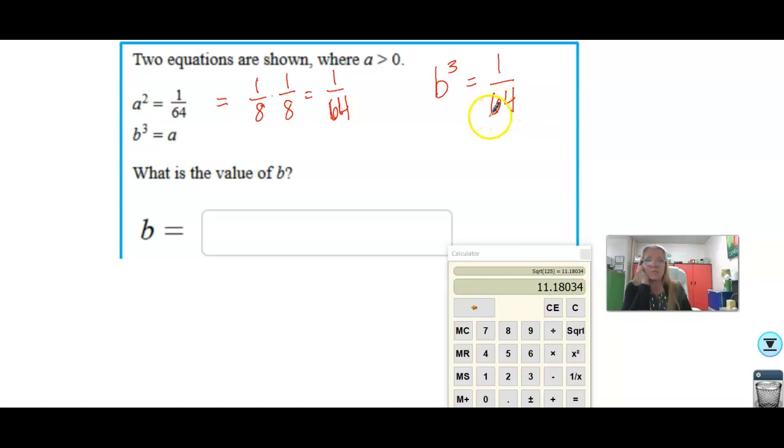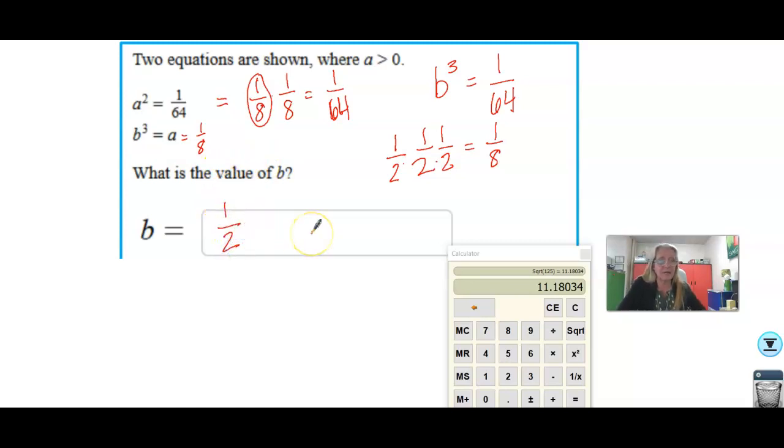No, we don't. Because a is 1/8. See how tricky this is? A is just one of these 1/8. So what times what times what equals 1/8? You thinking what I'm thinking? Yep. B is a half.